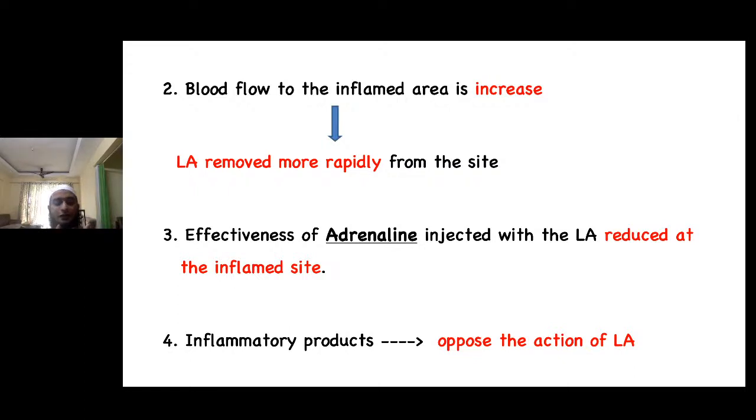To summarize, the first reason is that inflammation brings down the pH, it makes the pH acidic. As a result, the local anesthetic is present in ionized form, which will not diffuse across the membrane, and it will not produce local anesthesia. Second reason, inflammation increases the blood flow, because inflammation produces dilatation of the blood vessels. So it increases the blood flow to the inflamed area, and this blood supply will wash out, or remove, the local anesthetic from the site of action. Third reason, it reduces the effectiveness of the adrenaline which is injected with the local anesthetic. And fourth reason, inflammatory products oppose the action of local anesthetics.